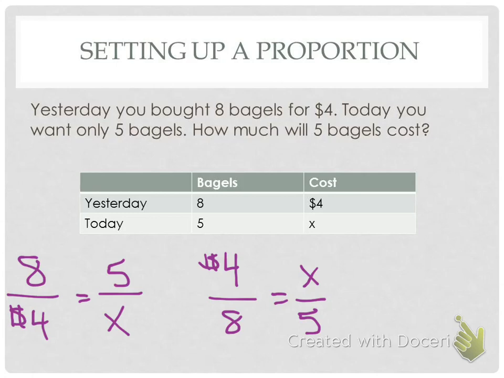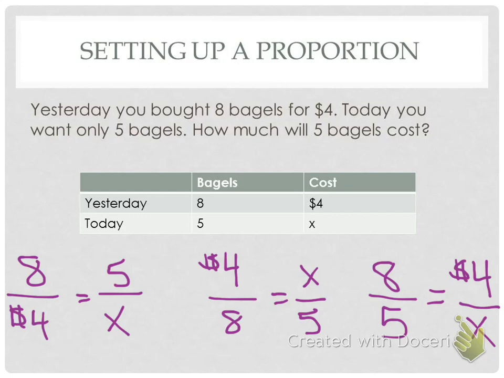Could I do bagels from yesterday over bagels from today? Yeah. What would be the other side? $4. Cost, very good. Cost from yesterday over cost from today. And get this, any one of these 3 ways that you solve will get you the exact same answer. As long as you're comparing the same units on both sides of the ratio, you will still get the same answer.